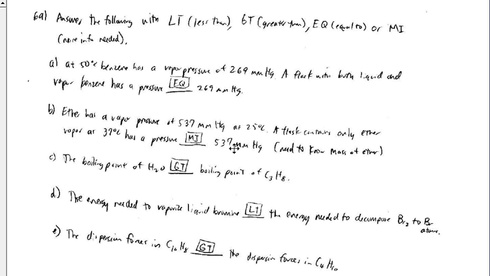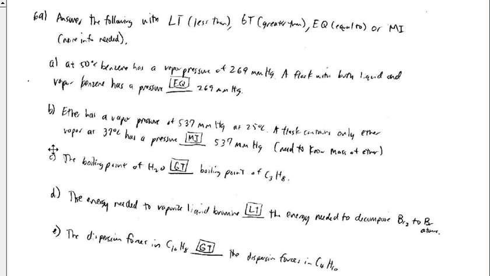If the flask contains only ether vapor, you could be exactly right at the capacity of the flask, and it would be exactly equal to 537 millimeters of mercury for vapor pressure. But if you had some smaller mass of ether, it's possible that it could be less than 537 if it was well below the mass that would fill the capacity of the container.